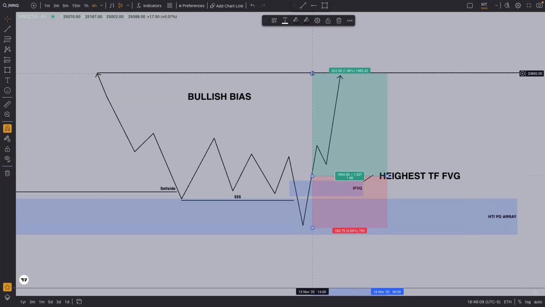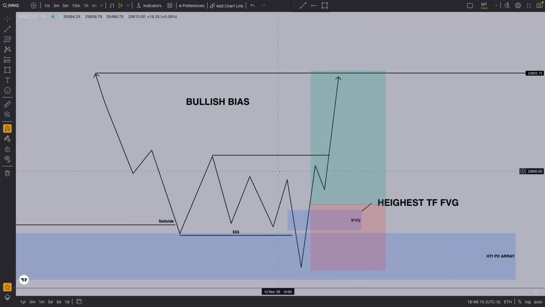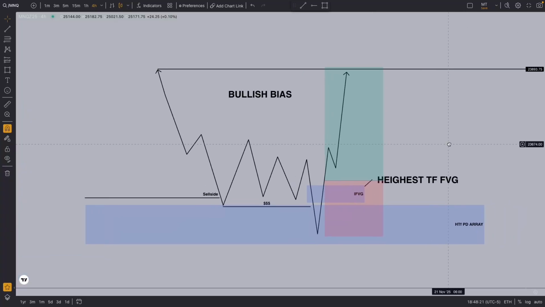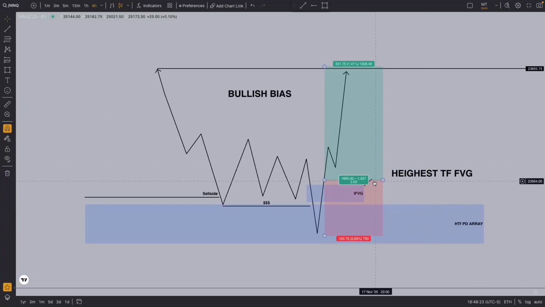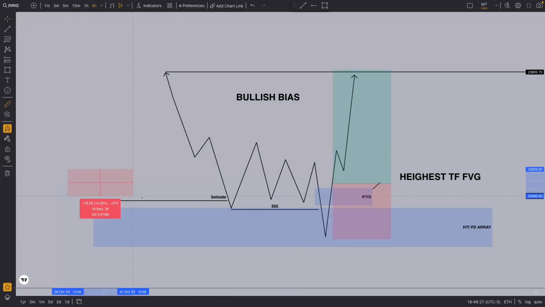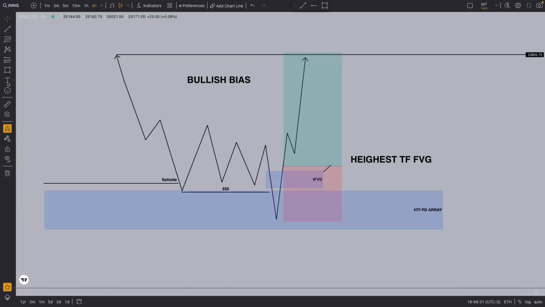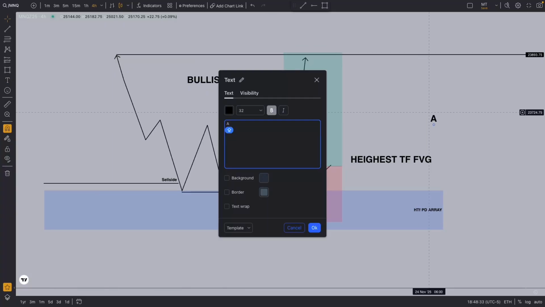And I would just target a 1-to-1, but you could target this high, and I would go break even probably at this high. If not, then this high or this high. It really depends on what you want and how you trade. But yeah, it's really important that there's an internal sweep and an external sell side sweep and a higher time frame PD array. This is what makes this a super A plus high win rate setup.